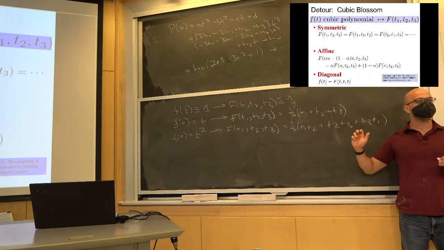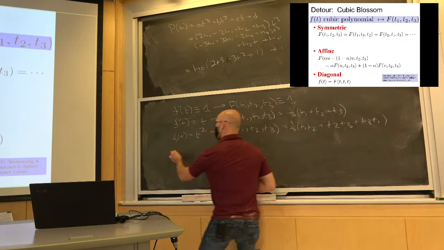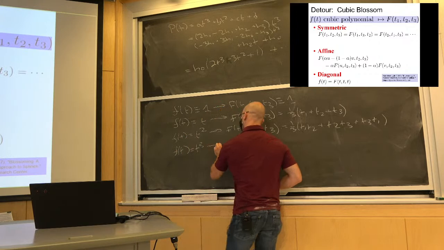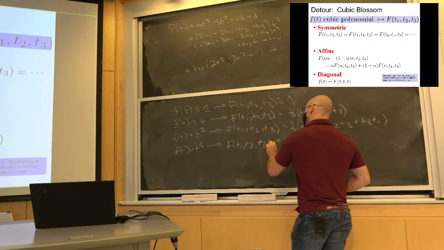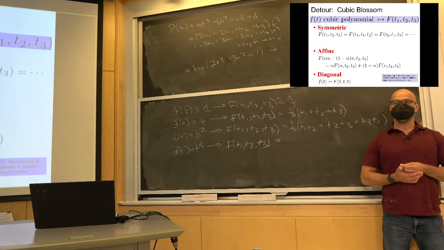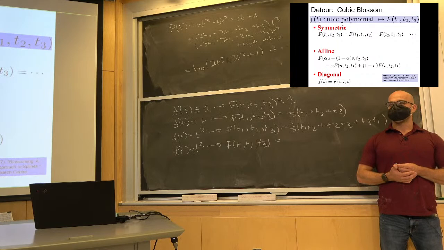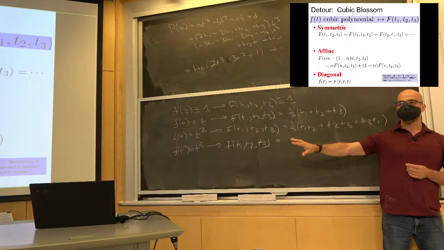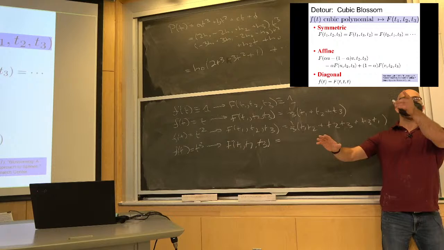Okay, and then finally, f of t equals t cubed. What should be the blossom of that? I think you guys can probably pattern match by now. What do you think it's going to be? Somebody new? Yeah, there you go. Cool. Well, average is going to go like 1/3 times t1, t2, t3. That's very close. Does that satisfy the diagonal property? You're so close. Yes? Can you just have it be t1 times t2 times t3? That's right.